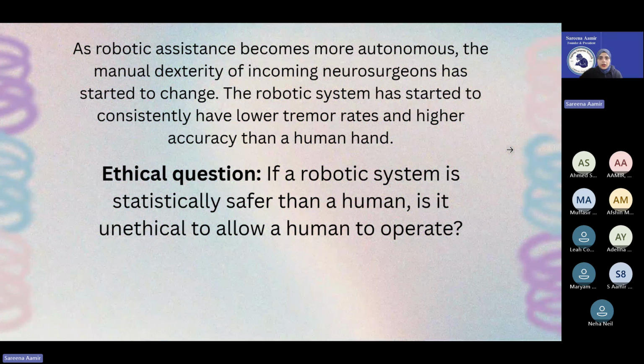As robotic assistance becomes more autonomous, the manual dexterity of incoming neurosurgeons has started to change. The robotic system has started to consistently have lower tremor rates. Tremor basically means movement of the hand, because obviously it's a robot, it doesn't really have that. It has a higher accuracy than a human hand. So the ethical question that I want you to consider is: if a robotic system is statistically safer than a human, is it unethical to allow a human to operate on the patient?